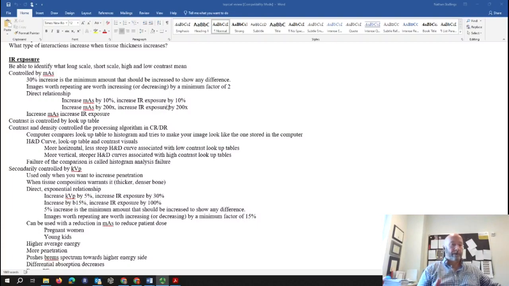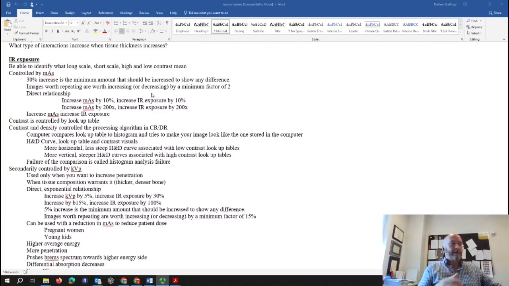If you made an exposure and showed 30% too little exposure, you would never repeat that exam just to increase by 30%. So the minimum that you would use in order to make a repeat is a change by a factor of 2. So it'd be a 100% increase or a 50% decrease. Both of those would be a change by a factor of 2. So anytime that you want to repeat an image, your starting point is a factor of 2.